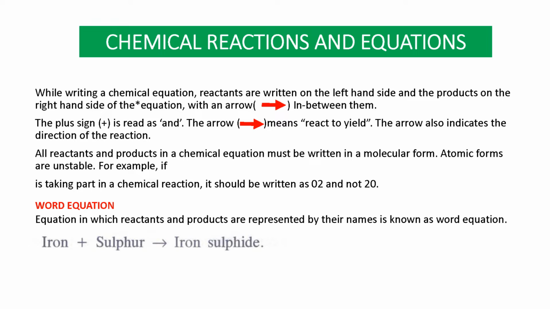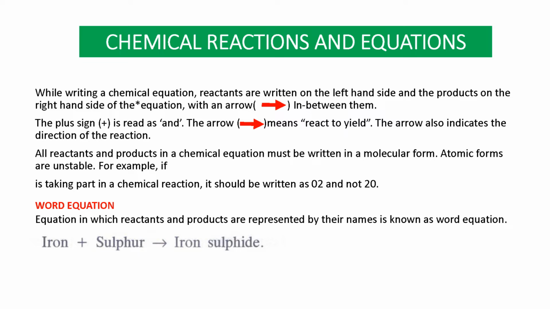Now there is one important point: we always write reactants and products in their molecular form. For example, if we want to write twice O, this is not right, because this is the atomic form. We always write O2, that is the molecular form. So this is a very important point. Keep it in mind that we always write reactants and products in their molecular form.